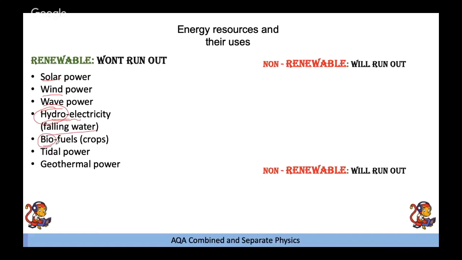Biofuels, bio meaning living things, so it's crops and wood. Tidal power, that's our tides going in and out twice a day based on the moon that goes around our planet. And geothermal, geo meaning earth, and thermal meaning hot. So this is hot rocks under the ground.